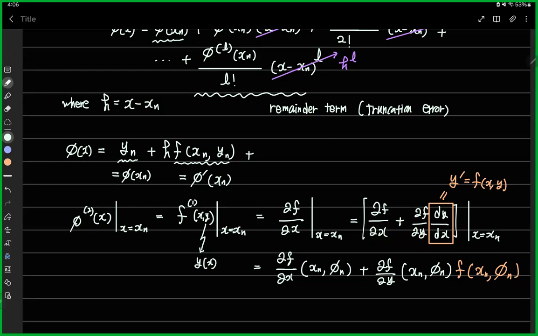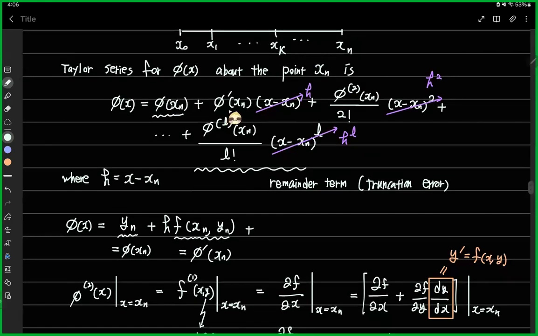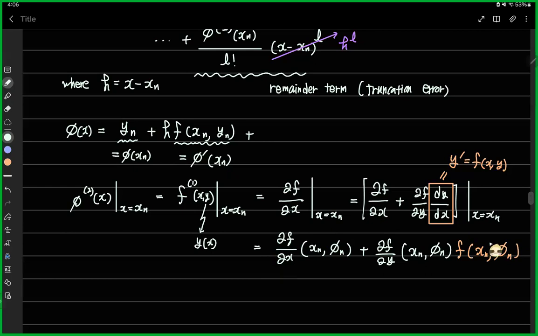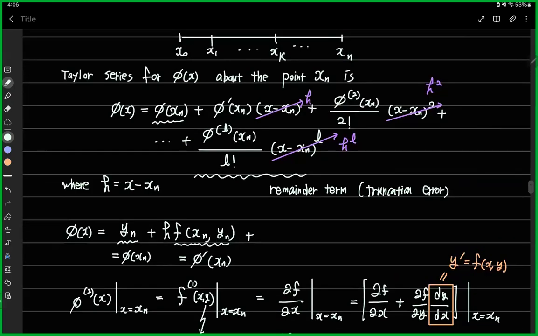And now plug in x_n into x, then we're going to get this, and since y prime is equal to f by the differential equation, we got this. Because of that, the second derivative, I mean, sorry, the third term of the Taylor series becomes this one times one over 2 factorial times h squared.